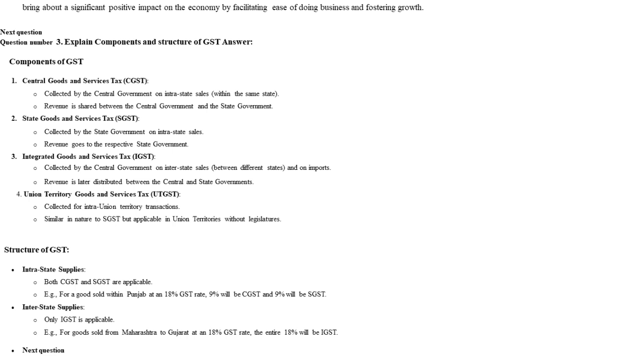Structure of GST. Intra-state supplies: both CGST and SGST are applicable. E.g., for a good sold within Punjab at an 18% GST rate, 9% will be CGST and 9% will be SGST. Interstate supplies: only IGST is applicable. E.g., for goods sold from Maharashtra to Gujarat at an 18% GST rate, the entire 18% will be IGST.